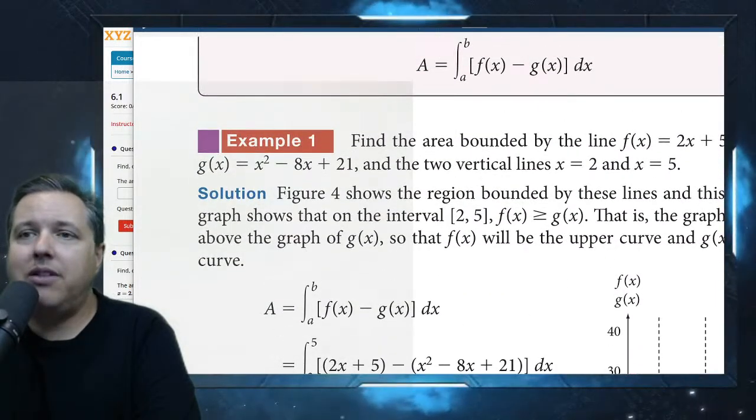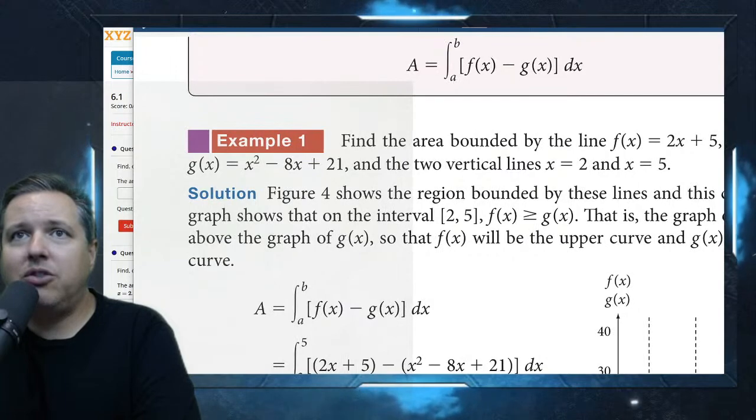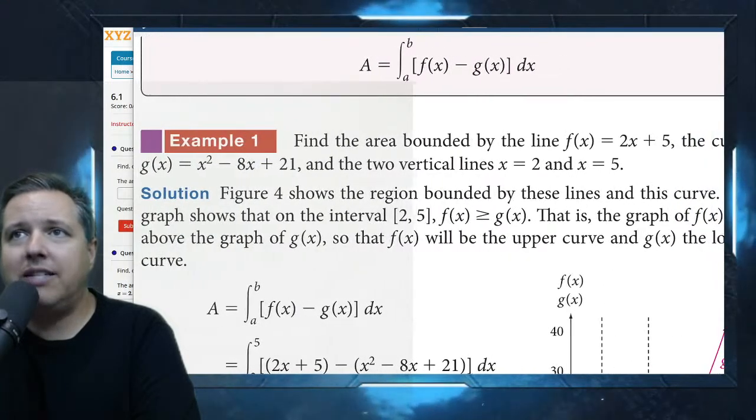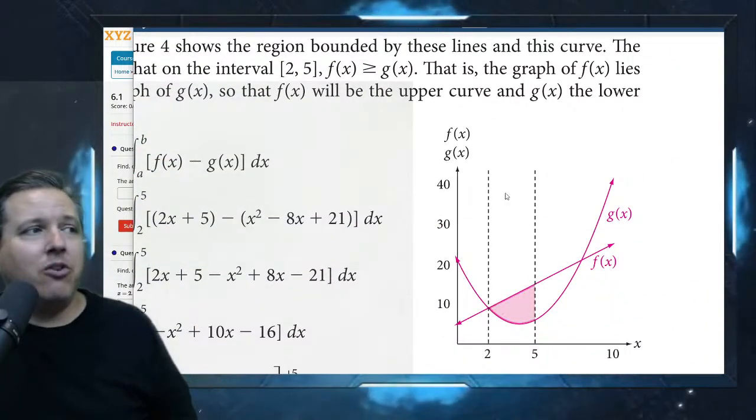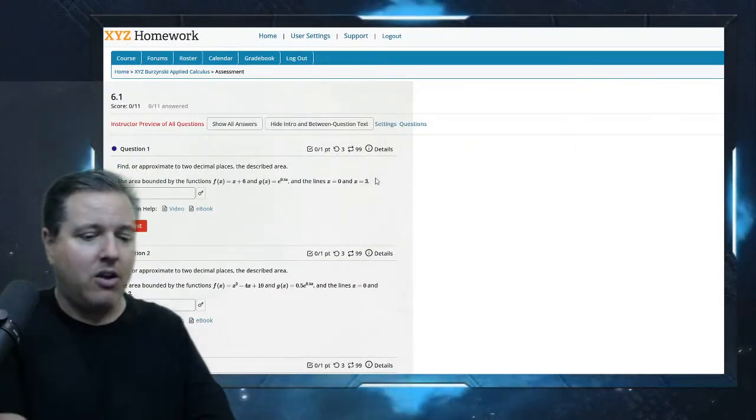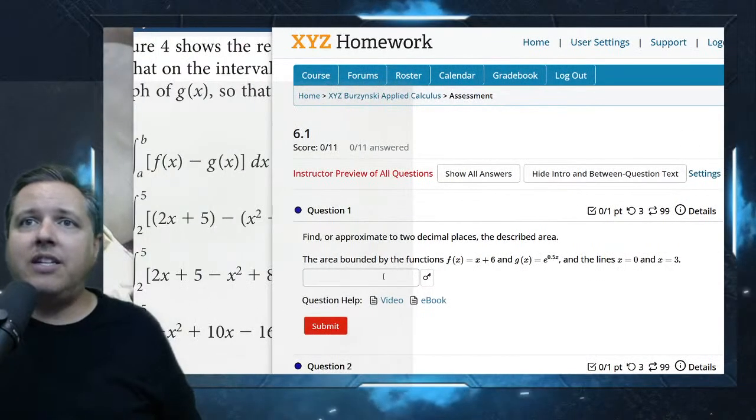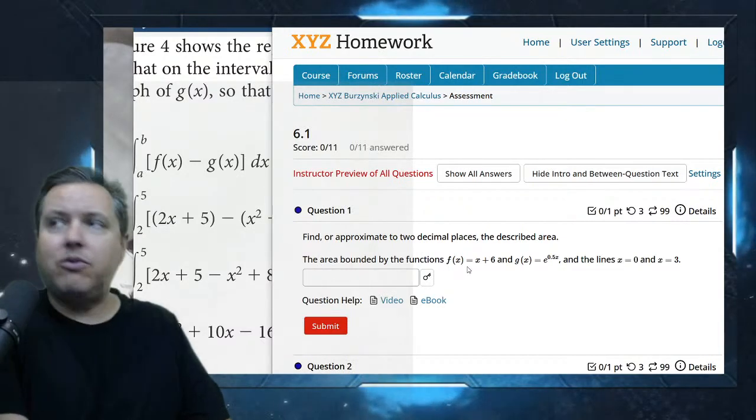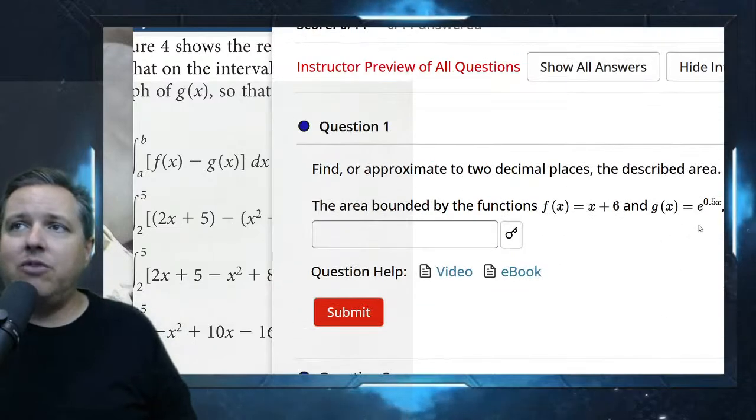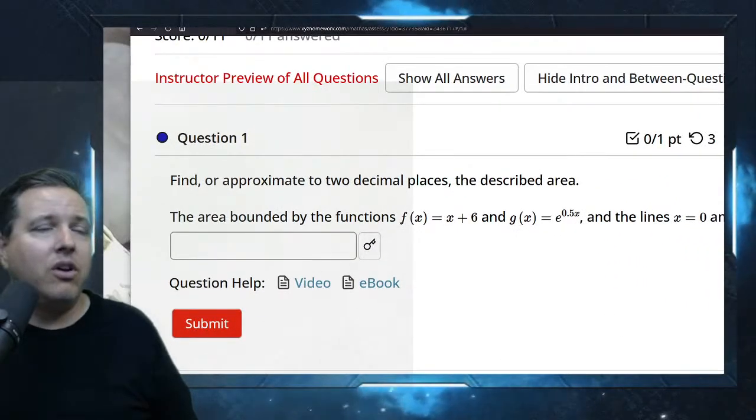Find the area bounded by the line f of x equals 2x plus 5 and the curve g of x equals x squared minus 8x plus 21 and the two vertical lines x equals 2 and x equals 5. Now, this one has this nice picture here, but you're not going to have that picture in the homework problems, right? Notice in the homework problems, they don't give you that. They tell you they want the area bounded by the functions f of x equals x plus 6 and g of x equals e to the 0.5x and the lines x equals 0 and x equals 3. So you have to come up with that picture on your own, which isn't hard to do.